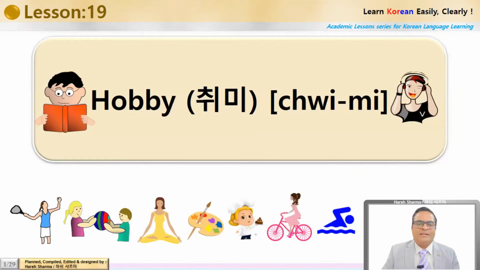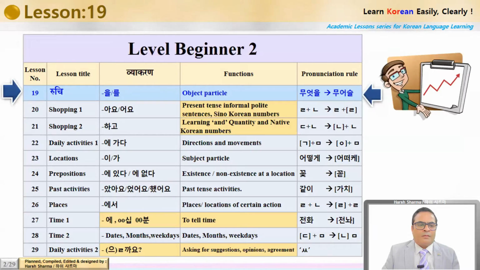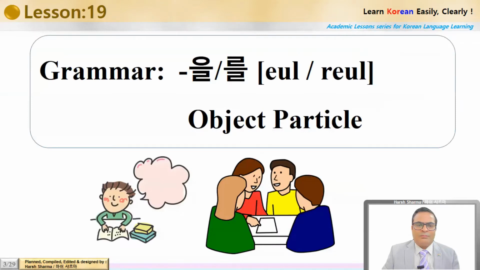Now we are starting lesson 19. You can see on screen it is written as hobby, and within brackets it is written in Korean, chwi-mi. There are slight changes in the beginner 2 level. For more efficient learning of the Korean language, you can see the changes are highlighted in yellow. So lesson 19, object particle ul, ril. We are going to start now.